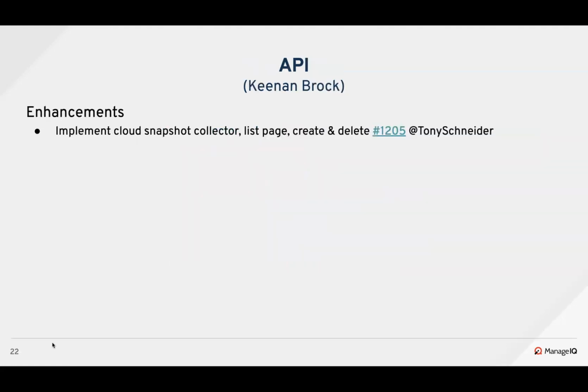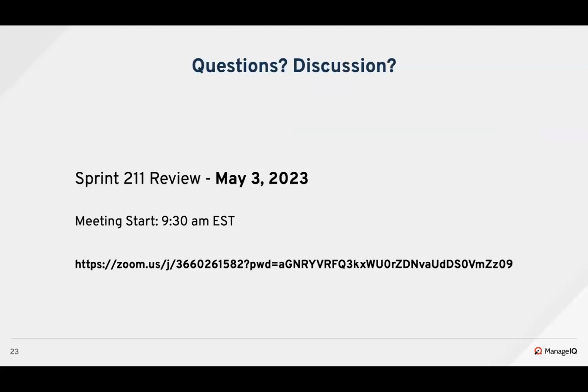All right. And on the API side, Tony implemented the Cloud Snapshot Collector, list page, create, and delete. And that's it for the API, and that's it for the Sprint 210 review.